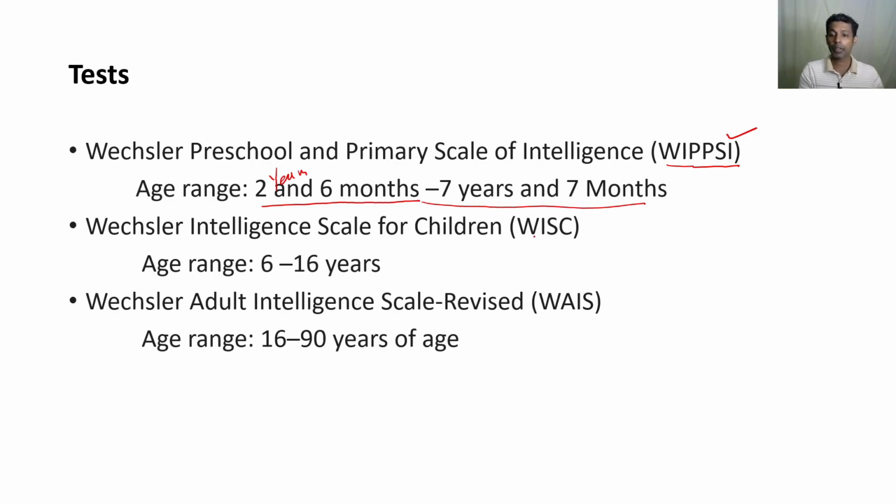Another test was the WISC, which is a very famous, well-known test, and the age range is 6 years to 16 years. And the most famous intelligence test, compared to all other intelligence tests in the world, is the WAIS, the Wechsler Adult Intelligence Scale. This starts from 16 and up. So this is the type of test he has developed.